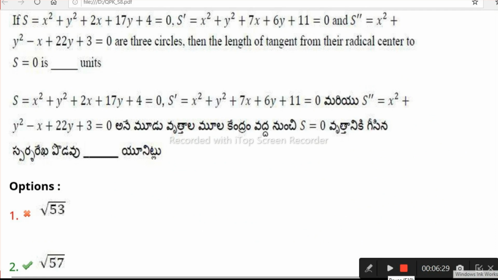Yes, look at this last question in this paper from circles. It is given that S, S dash and S double dash are three circles, and the length of the tangent from their radical center to S is asked. From the radical center, the lengths of the tangents drawn to the three circles are the same. They asked about S in particular, but whether they ask S, S dash or S double dash, the answer is the same.